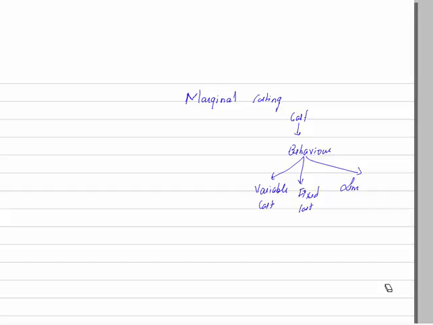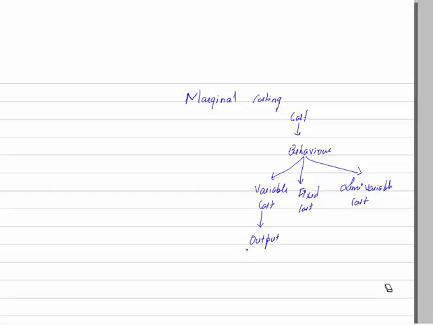Marginal costing. Cost on the basis of behavior are of three types: variable cost, fixed cost, and semi-variable cost. Variable cost means those costs which are going to change according to output.